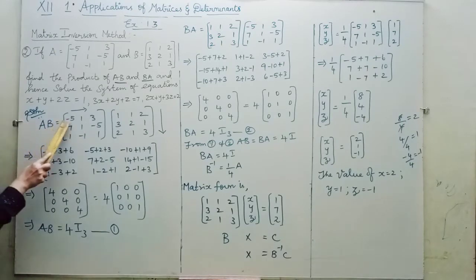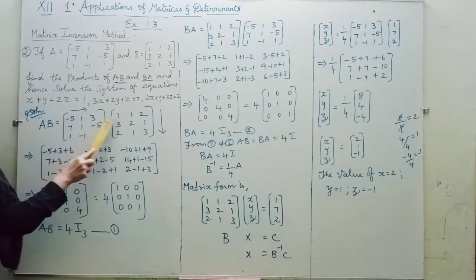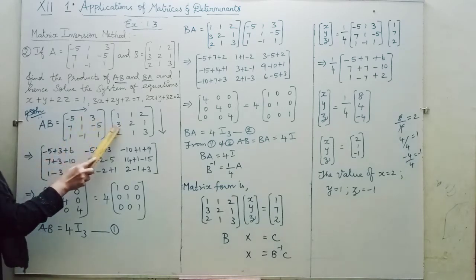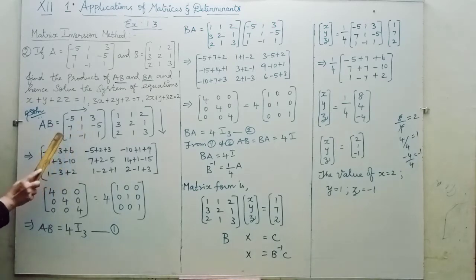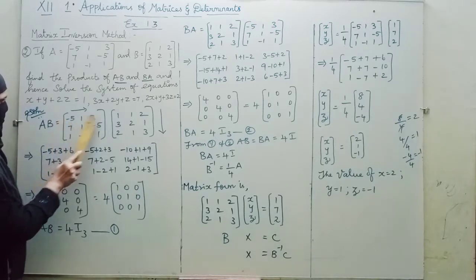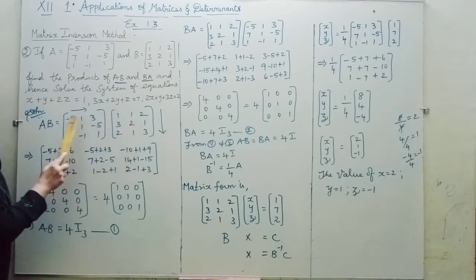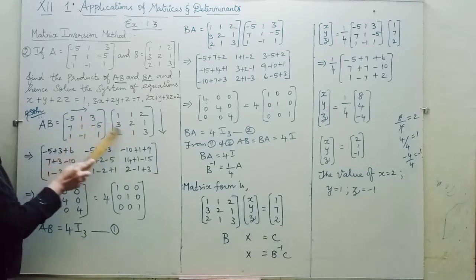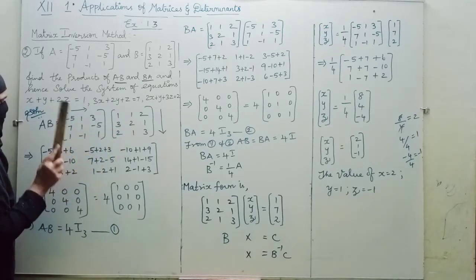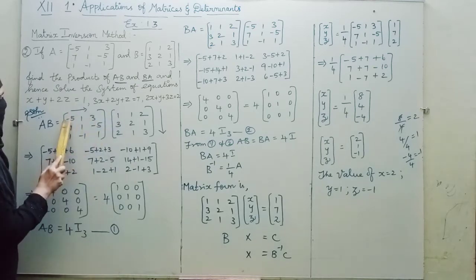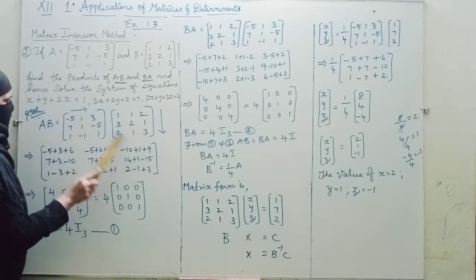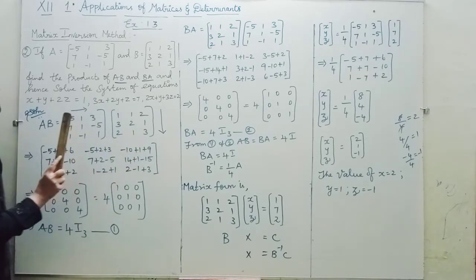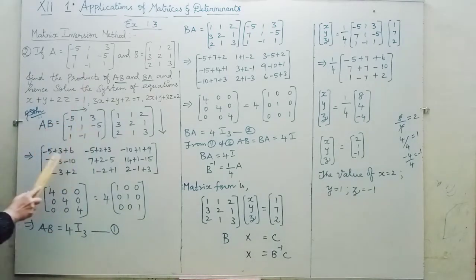Now see. First row, first column: 1 into minus 5 is minus 5, 1 into 3 is 3, plus 3 means you can put it as plus 3, 3 into 2 is 6, so plus 6. We finished the first row, first column. Next, first row, second column: plus into minus is minus, 5 ones are 5, 1 twos are 2, 3 ones are 3. In the middle the plus sign should come. Next, the third column: plus into minus is minus, 5 twos are 10, 1 ones are 1 plus 1, 3 threes are 9 plus 9. So we finish the first row.